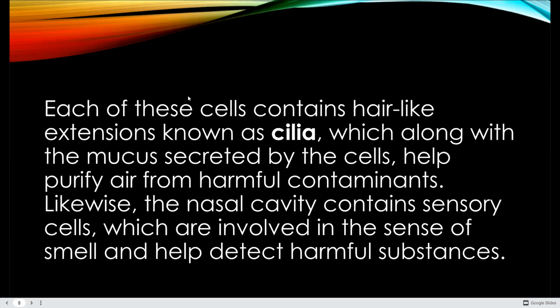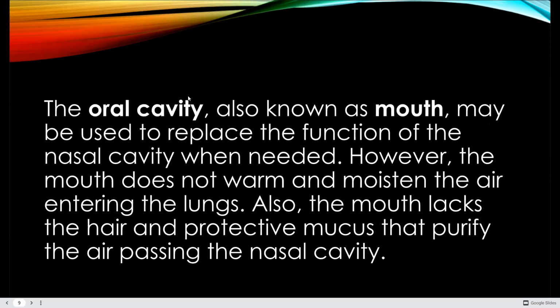Okay, when we detect harmful substances through our nostrils or nasal cavity, it activates our body that it is harmful. That is also one of our what? One of our defense. Okay? Do you have questions with the nose? Questions? Okay, let's have oral cavity.